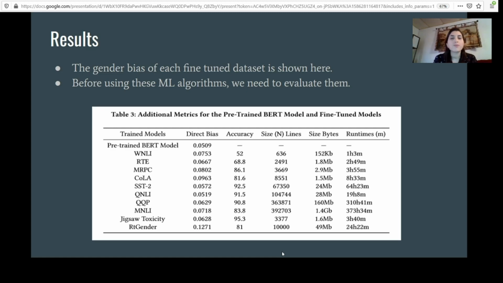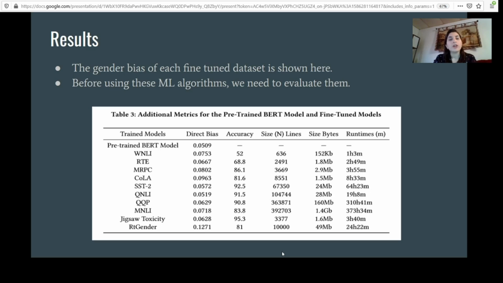The direct bias of each of these models is in the next column, and then there's the accuracy of each of them, and then we have the sizes based on lines and bytes, and how long it took for each of them to run. Before using these ML algorithms, we need to evaluate them. Why? Because of what we talked about in this research. You can find ingredients that are untrustworthy, and the data sets that we didn't expect to have gender bias showed surprisingly higher bias than data like toxic. It's counterintuitive to find gender bias in different corpora.